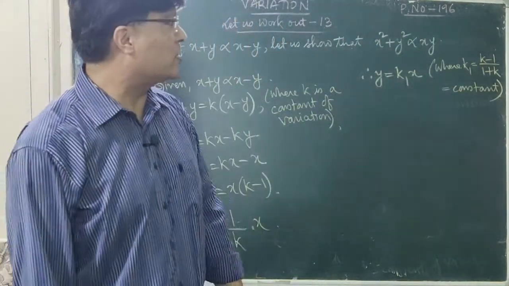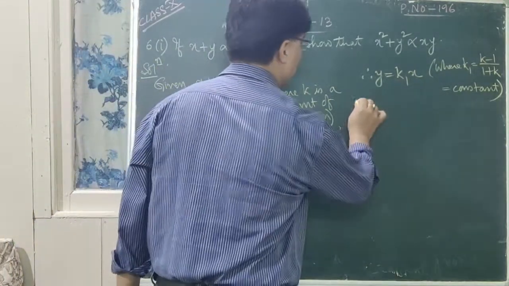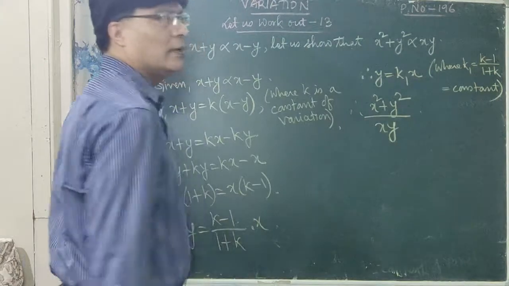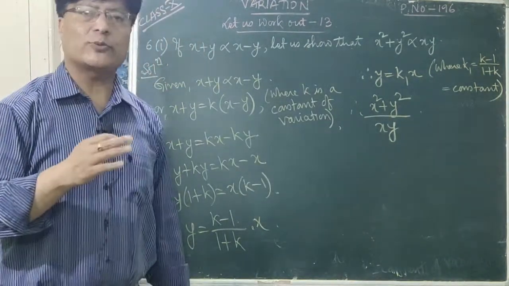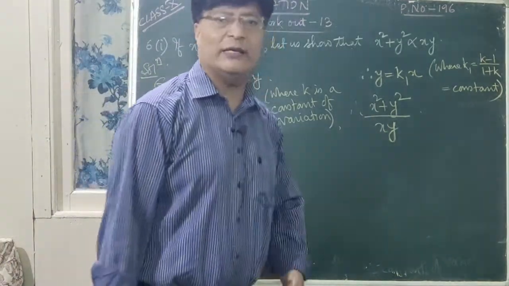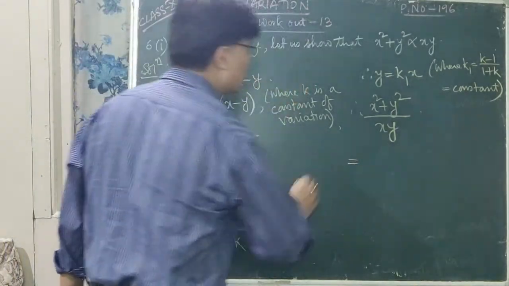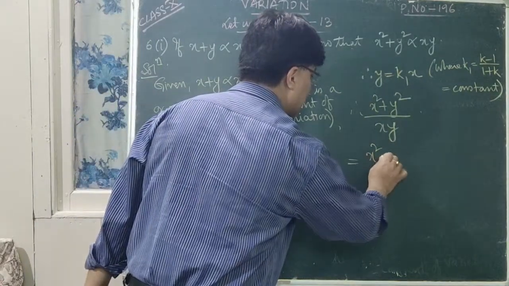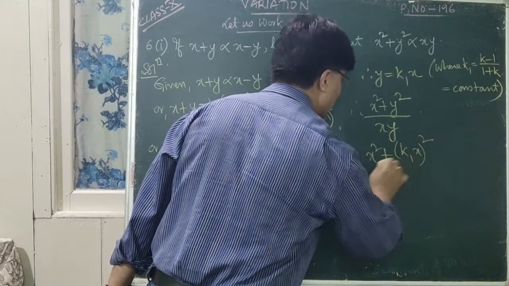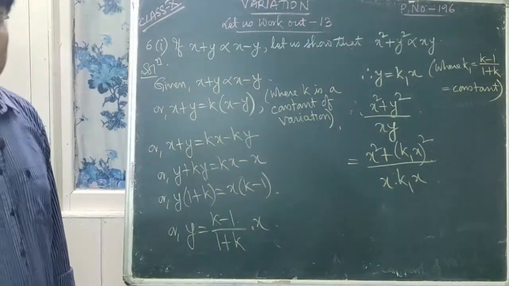In order to prove that x square plus y square is proportional to xy, let us find out the value of x square plus y square divided by xy. To prove this, first we find the value of this fraction, that is x square plus y square divided by xy. Let us put the value for y here. x square is kept as it is plus, what is y whole square? It is k1x whole square, divided by x into, what is y? It is k1x. Understood by all?